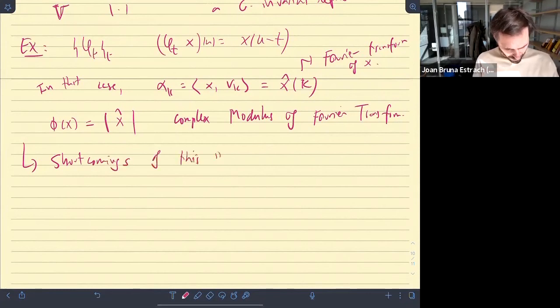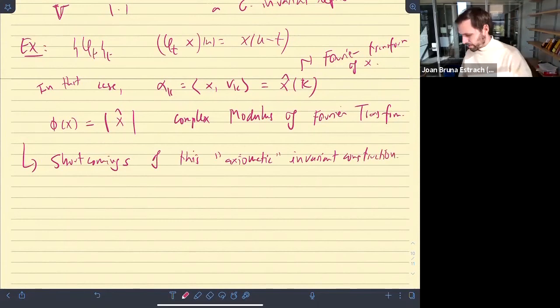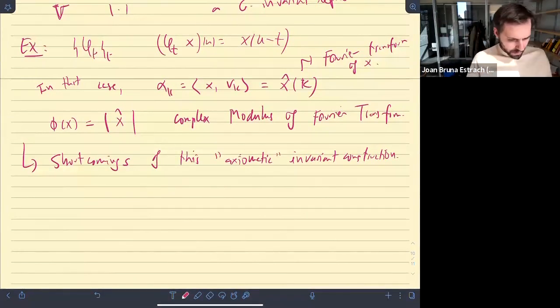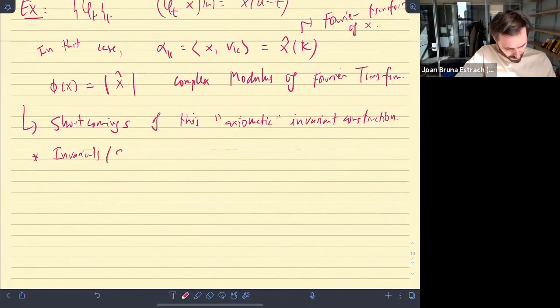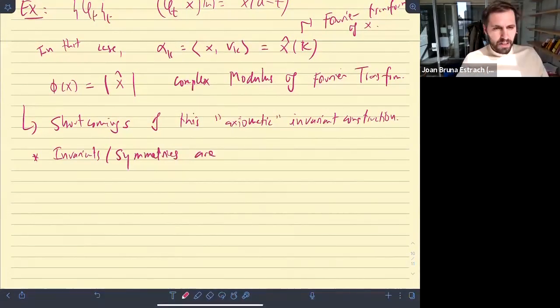Of this axiomatic construction. There's a bunch of them. So here, one shortcoming is that, yes, this representation is translation invariant, in the sense of being invariant to the action of the group. But the problem is that invariants, or symmetries, are essentially a very rare, very brittle notion.